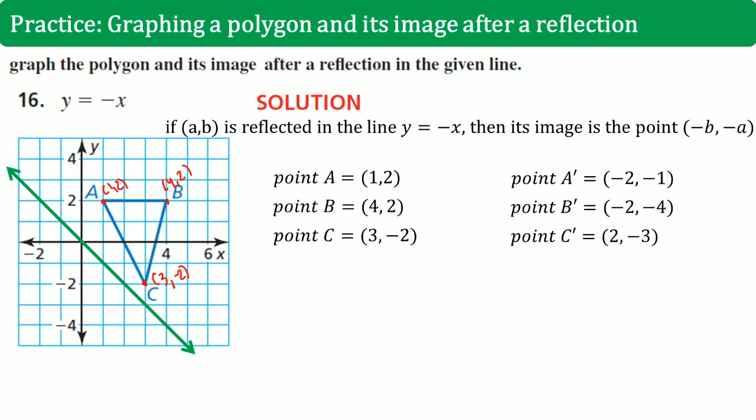Here's the graph. This is y equals negative x, and let's label these points. Negative 2 comma 1 should be A prime. Negative 2 comma negative 4 should be B prime, and 2 is right here, comma negative 3, 1, 2, 3, should be C prime. Let's see if we got that correct. We did get it correct. All right, so there you go. Those are all the potential ways for us to reflect an image.